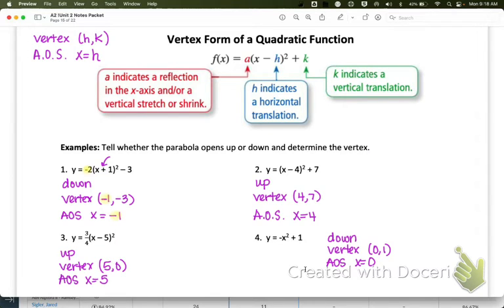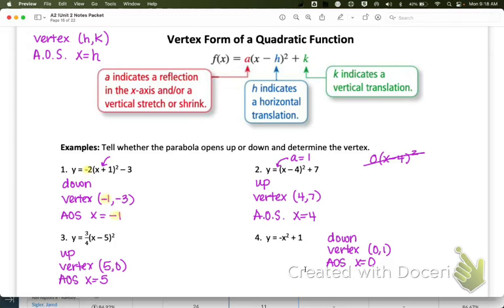So number 2 opens up. The value of a here is 1. So it's positive, which is why we know it opens up. That also means that there's no stretch or shrink here. It's just equal to 1. And whenever we don't see a value for a, it has to be 1. A lot of times we want to say 0. If that was equal to 0 times (x minus 4) squared, then that whole thing would be equal to 0, and we would no longer have a quadratic. So it can't be 0. The vertex is (4, 7), which means the axis of symmetry is x equals 4.